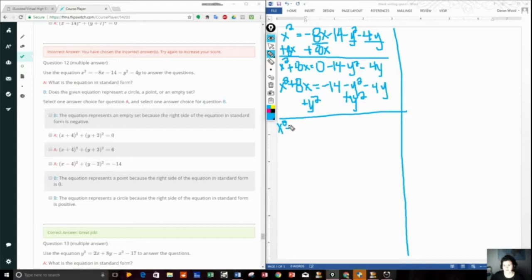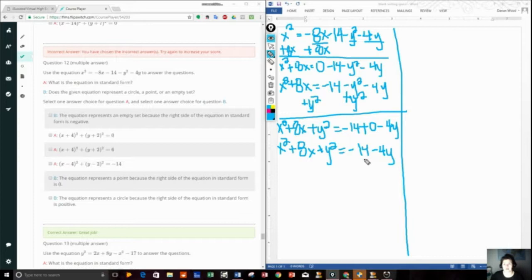So x squared plus 8x plus y squared equals negative 14, and negative y squared plus y squared is 0, minus 4y. Okay, negative 14 plus 0 is just negative 14, so we have x squared plus 8x plus y squared equals negative 14 minus 4y.